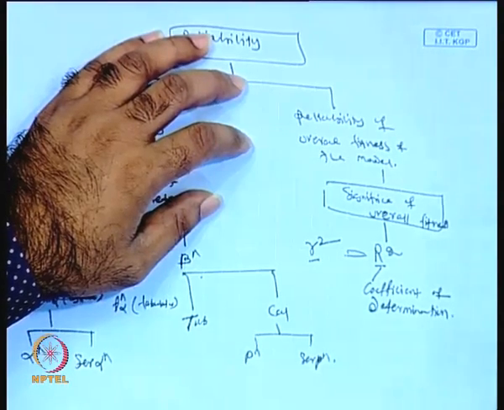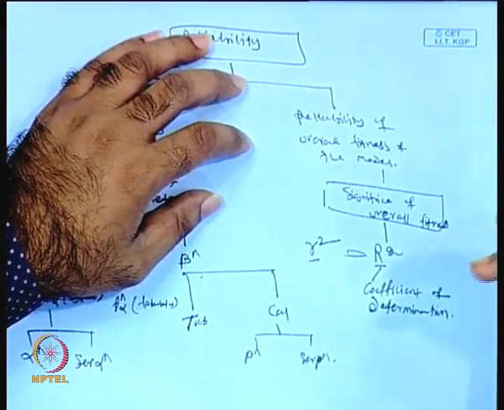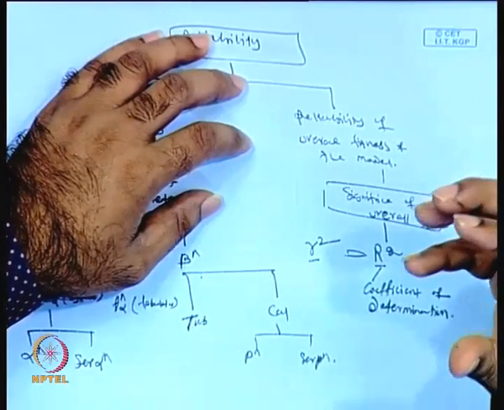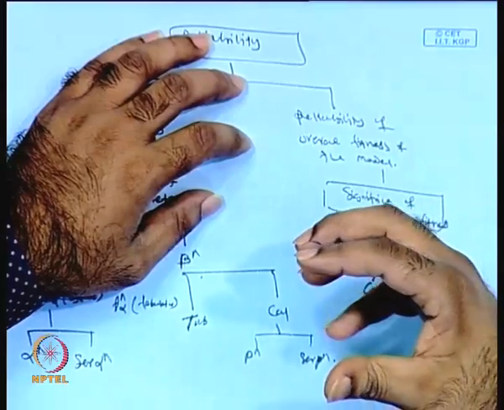What is the role of the coefficient of determination? The role of the coefficient of determination is that it is the ratio of explained to total. That means what percentage of the explained component is influencing the dependent variable. So that is what we call R square, the overall fitness of the model.